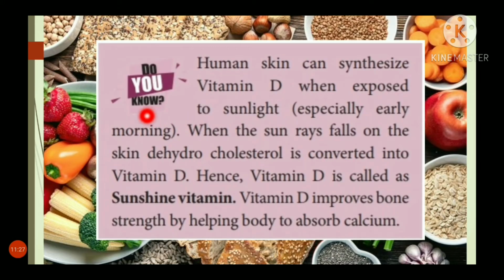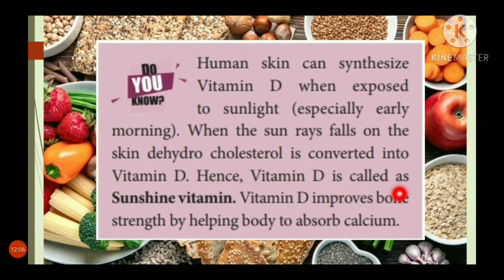Next is, do you know, students? Human skin can synthesize vitamin D when exposed to sunlight. That is why our elders tell us that in the early morning, like 6 to 7, you should be under sunlight to receive vitamin D, which is very good for our skin. Especially early morning, when the sun rays fall on the skin, dehydrocholesterol is converted into vitamin D. Hence, vitamin D is called the sunshine vitamin.